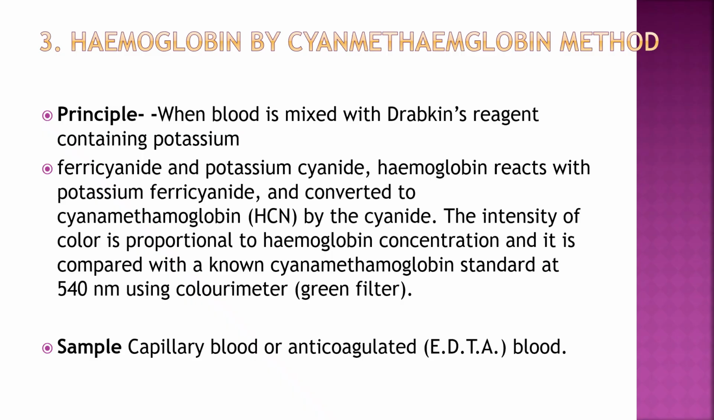In that, first is the principle. When blood is mixed with Drabkin's reagent, the reagent contains potassium ferricyanide and potassium cyanide. So hemoglobin combines with that and forms cyanmethemoglobin, which is brown in color, and then OD is taken against the hemoglobin standard, that is 15 gram percent, at 540 nm or a green filter. The sample is capillary blood or anticoagulated blood, that is EDTA blood.